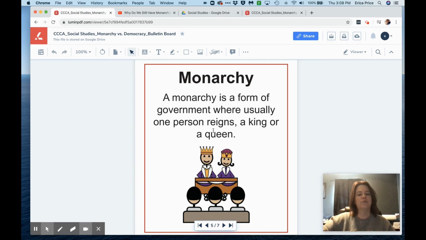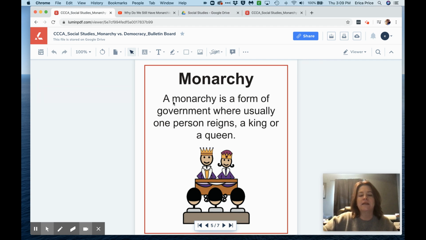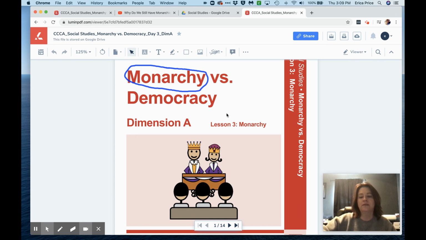Remember I said in the previous lesson that if we had a bulletin board, this would be up on the board so that whenever you came in and out of the room, you could see it every day to help you remember it. Well, we're just adding it up here to help you. Monarchy. A monarchy is a form of government where usually one person reigns, and that's a king or a queen. That's what we're going to be talking about today.